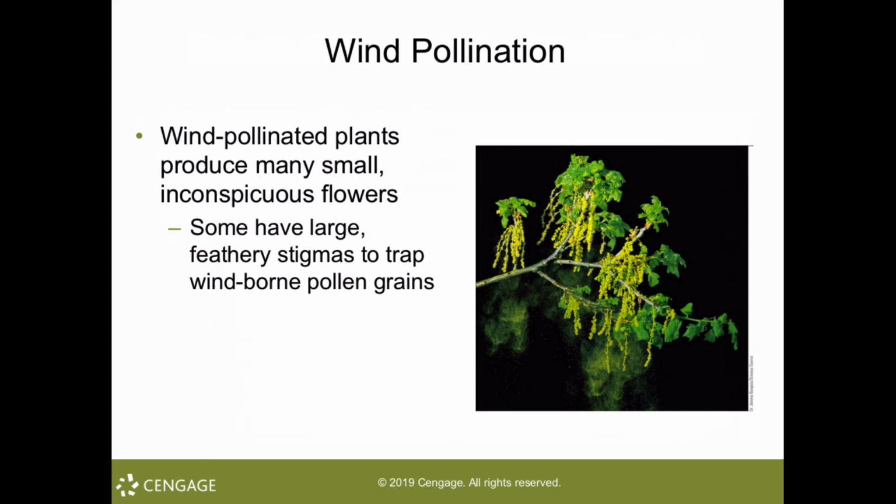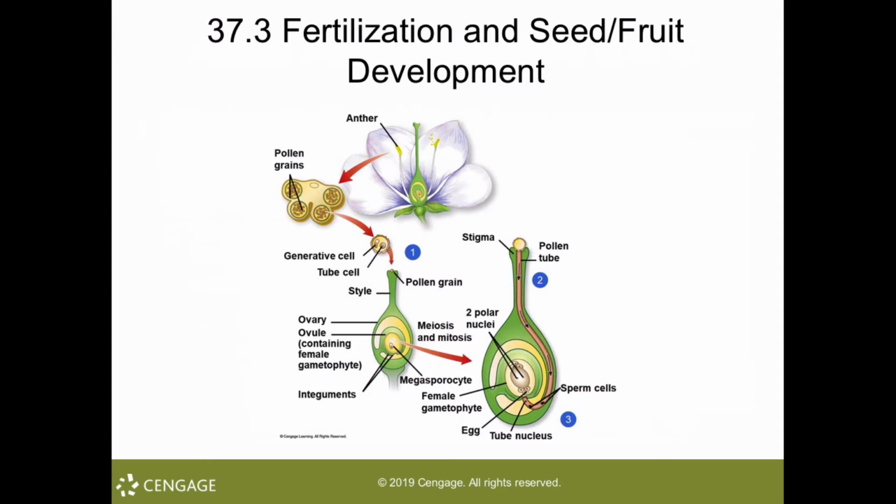Up next, we'll get to fertilization with seed and fruit development. As I mentioned, after the pollen grains have been transferred from anther to stigma, the tube cell, one of the two cells in the pollen grain, grows into a thin pollen tube down through the style and into the ovule in the ovary. So the question might be asked, how does the pollen tube know where to grow?